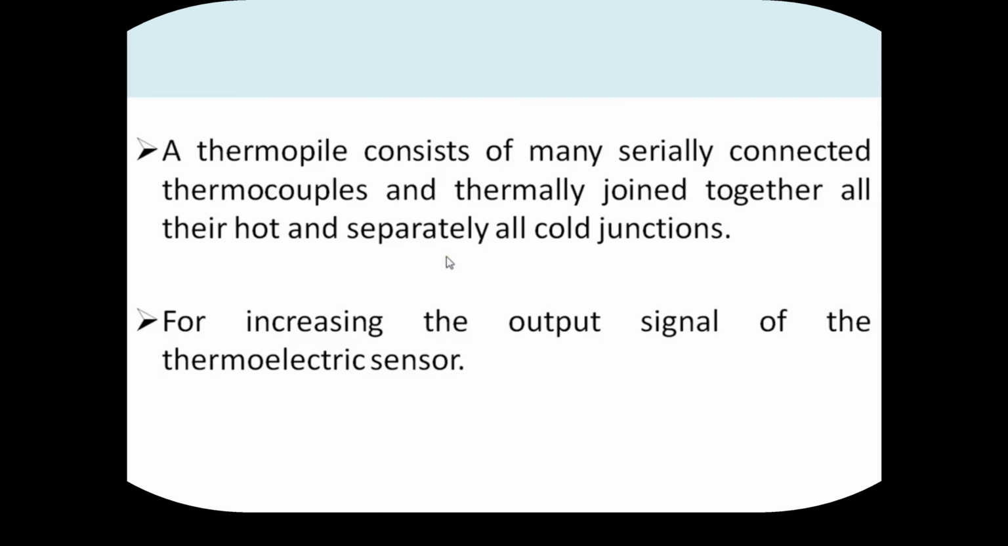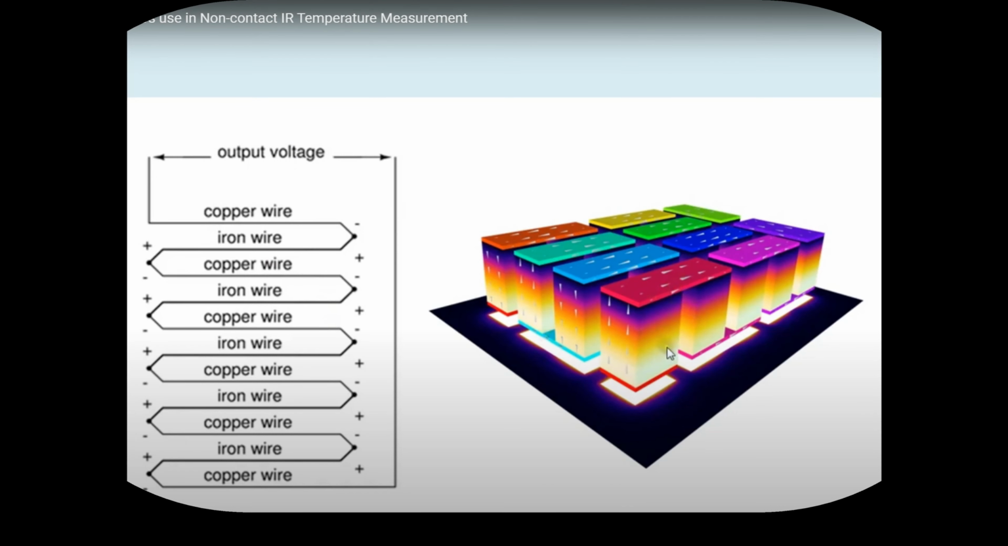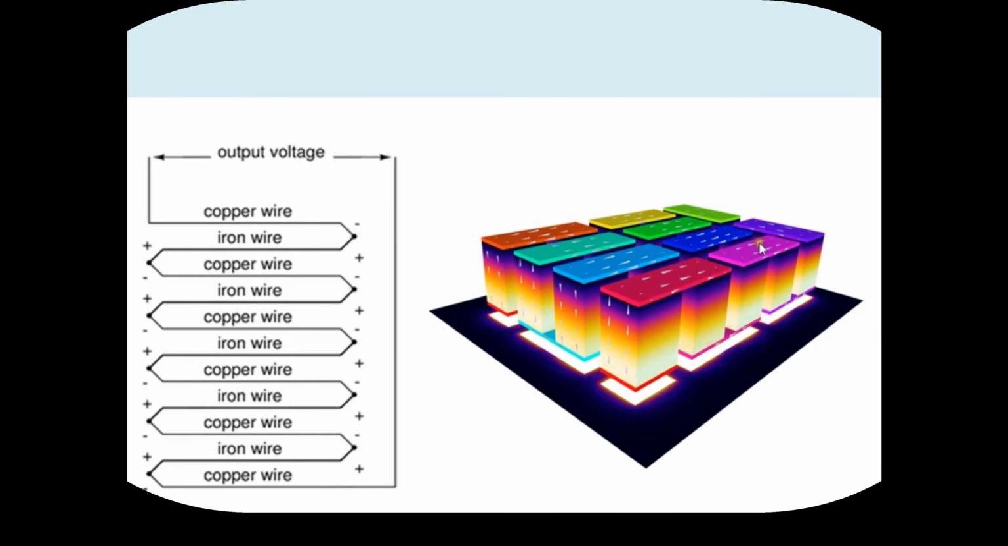If you see, their hot and cold junctions are thermally connected in parallel. Here we can see the electrical diagram, so how they are connected. Finally the output voltage is taken across all the thermocouples. So here this is the thermocouple, which is connected to the other thermocouple by a series connection. They are electrically connected in series, but here you can see their hot junctions are connected in parallel. So this is one hot junction, this is another hot junction, this is one more hot junction.